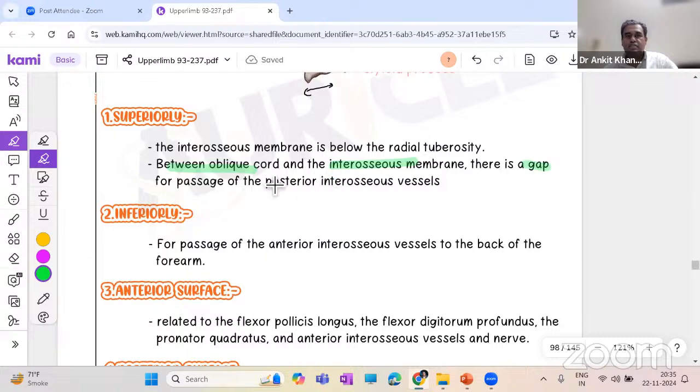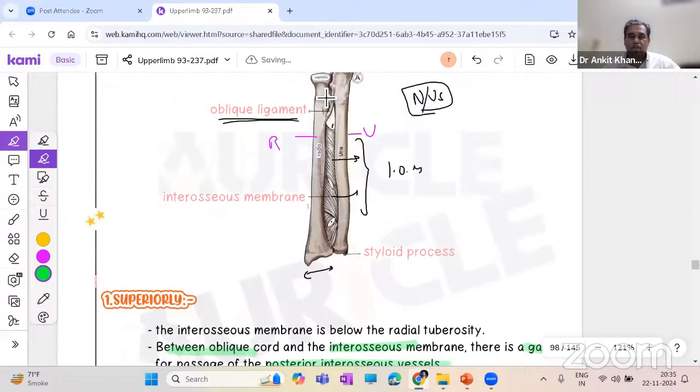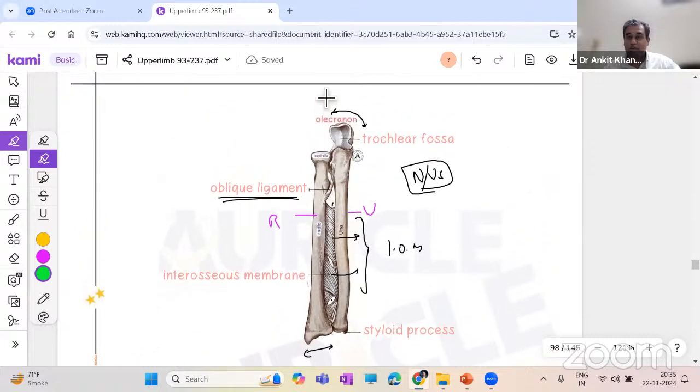What passes through it is the passage of posterior interosseous vessels. Now, sir, okay, fine. This is something that we can cram, but can you explain? Yes, I will try my best, try to understand. Okay, which artery is this coming over here? That is a brachial artery.